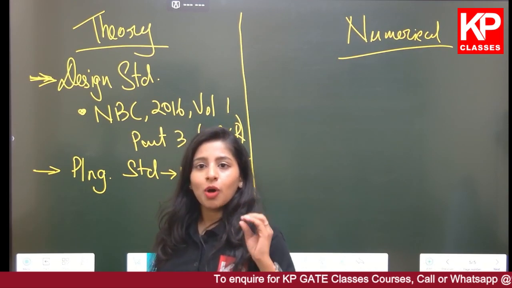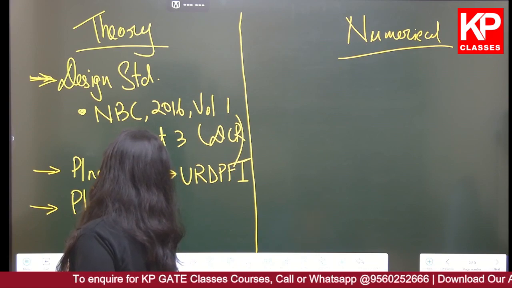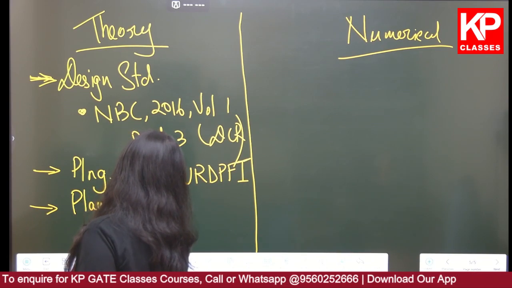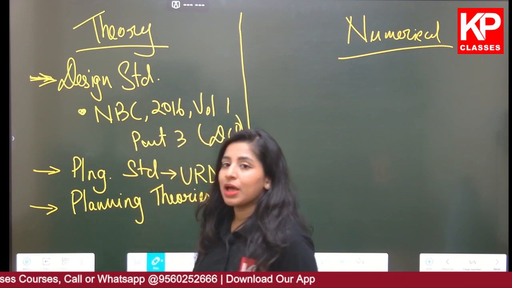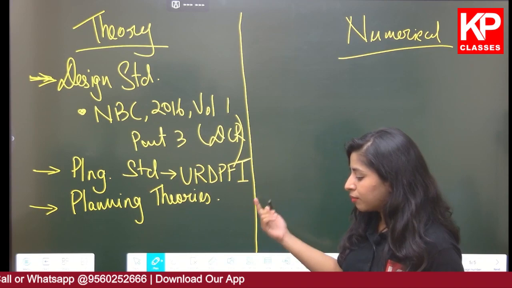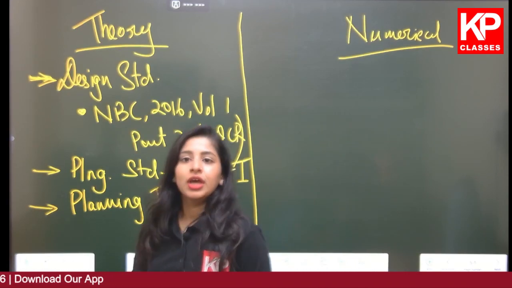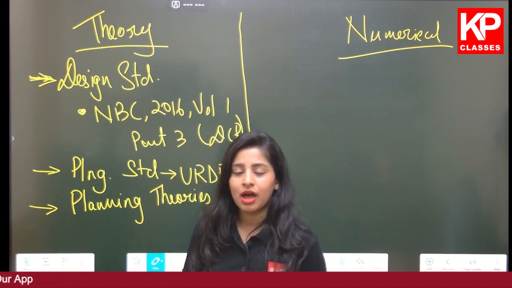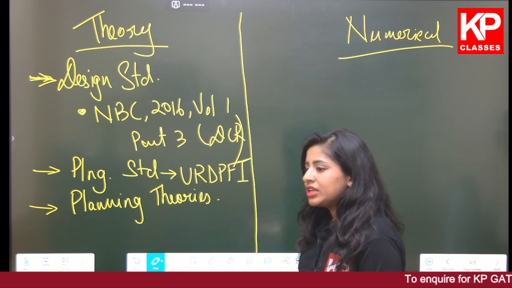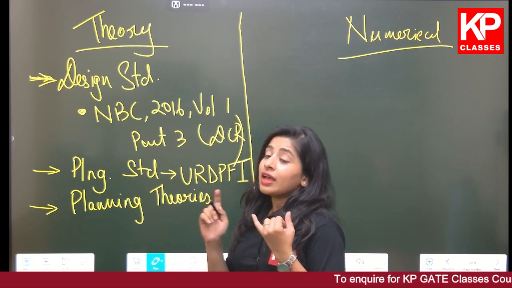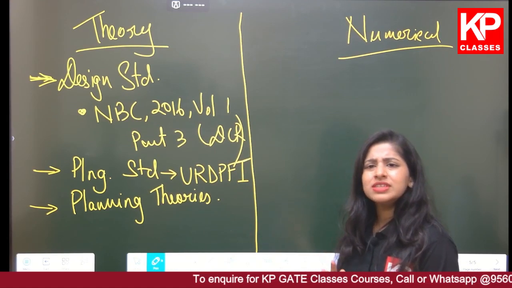Now, some of the topics from which questions are asked. One is your planning theories. Let's say you have different planning theories. You have multiple nuclei theory. You have sector theory. These are the different kinds of theories that you have. You have garden city. You have concentric zone theory, linear city. All of these things are there. Neighborhood theory, Radburn, all of these things are there.